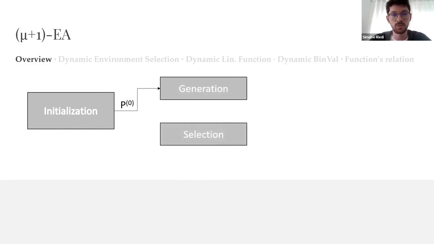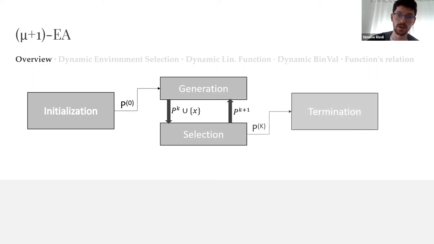In the generation step, we are given a population and we need to create a new individual. This is done by mutation. And in the selection step, we are given mu+1 individuals and we have to select the best mu individuals. Therefore, we need to discard the less fit individual. At the end of this loop, we return the final population, which I denoted as P capital K.